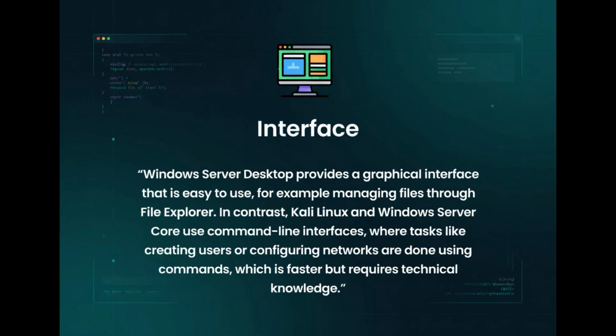Lastly is the interface. Windows Server Desktop provides a graphical interface that is easy to use. For example, managing files through File Explorer. In contrast, Kali Linux and Windows Server Core use a command line interface, where tasks like creating users or configuring networks are done using commands, which is faster but requires technical knowledge.